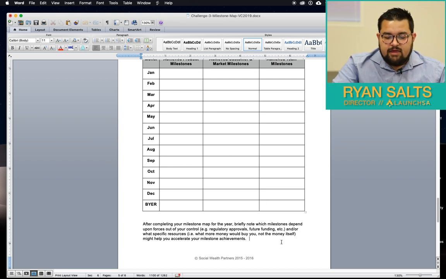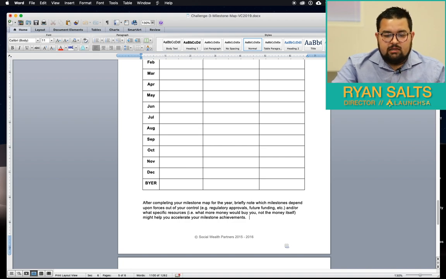So that concludes what I need for the Venture Challenge, Challenge 3 milestone map. The next document that we'll be looking at will be Challenge 4, the cash flow runway.